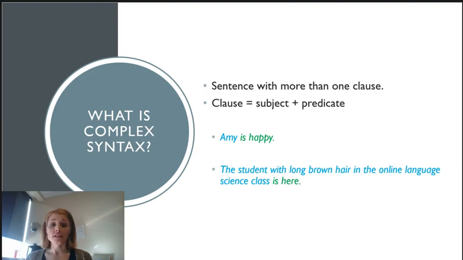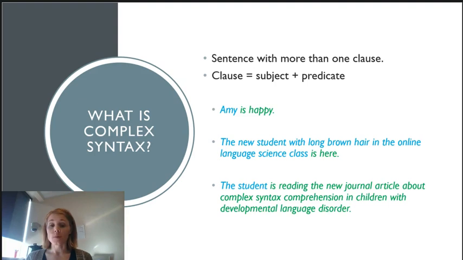We can also have sentences with lengthy predicates. An example would be, the student is reading the new journal article about complex syntax comprehension in children with developmental language disorder. Okay, so notice that all three of these sentences contain only one clause, so they are all simple sentences. So it's not the length of a sentence that determines whether it's a complex sentence or not. It is the number of clauses.